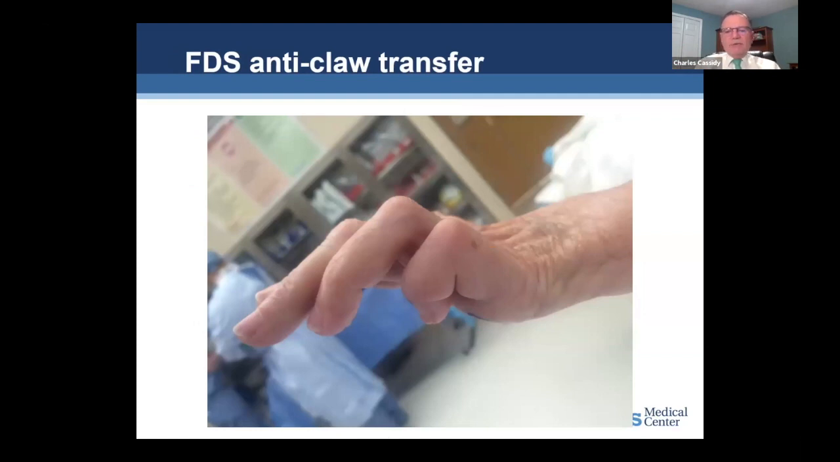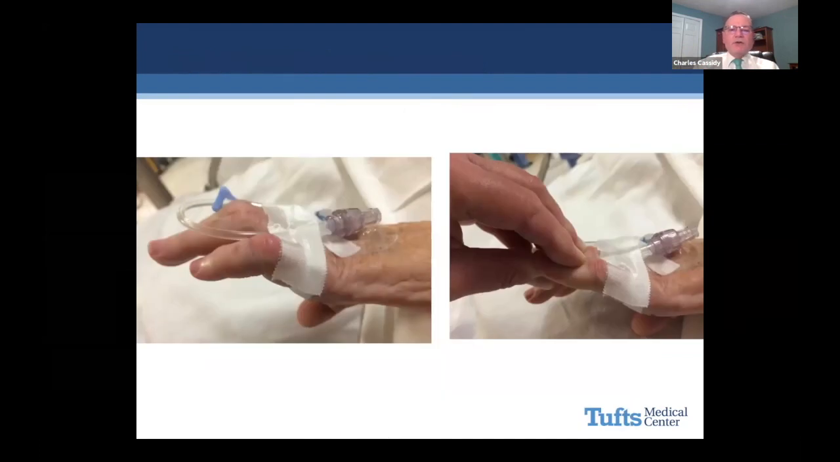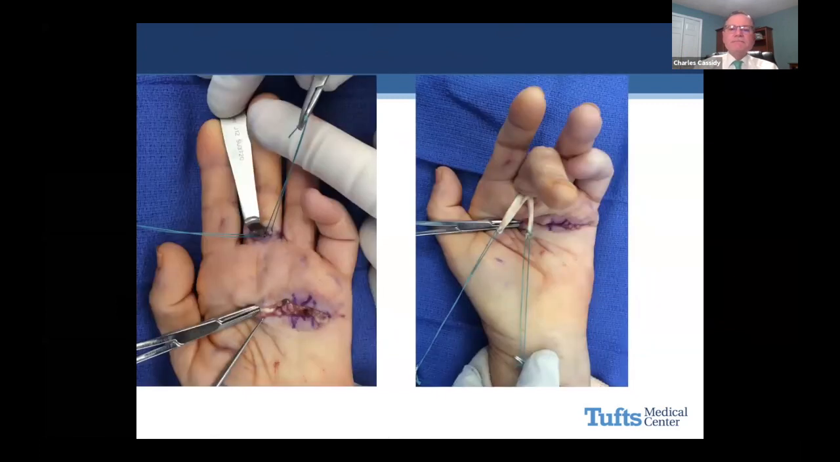So I'm going to show you an example of an FDS anti-claw transfer. And this I would do under, I call it wide awake, but it's not really wide awake. It's IV regional. So the patient's sedated. Here's the clawing. The patient has a little more complex problem. She actually has Charcot-Marie-Tooth. And so she has good passive, not full, but close to it, as you see on the right, extension of the PIP joint. So that's the IVs for the IV regional.